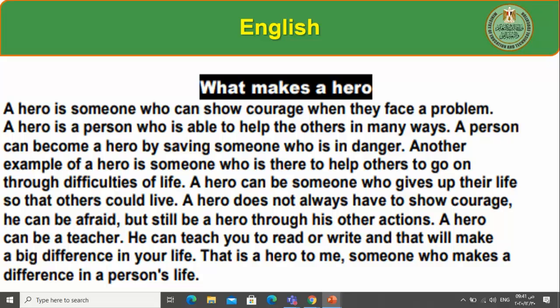A hero can be a teacher. He can teach you to read or write, and that will make a big difference in your life. That's a hero to me. Someone who makes a difference in a person's life. Someone who makes a difference. يخلي حياتك مختلفة. بيعمل شيء مختلف في حياتك بيغير حياتك تمام. The teacher one, well, many examples like teachers today and doctors, nurses, and so on.